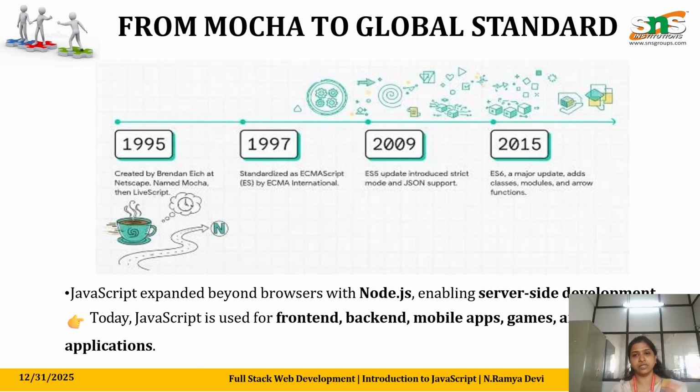So how has JavaScript emerged? In 1995, it was created by Brendan Eich at Netscape, initially named Mocha, then LiveScript. In 1997, it was standardized as ECMAScript by ECMA International. In 2009, an ES update introduced strict mode and JSON support. And finally, in 2015, ES6, a major update, added classes, modules, and arrow functions.